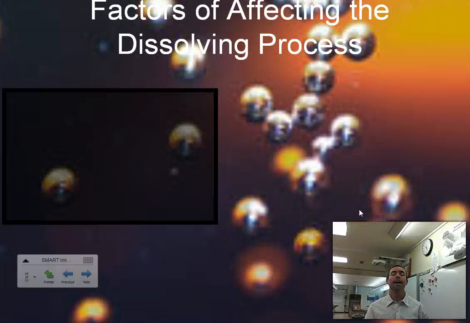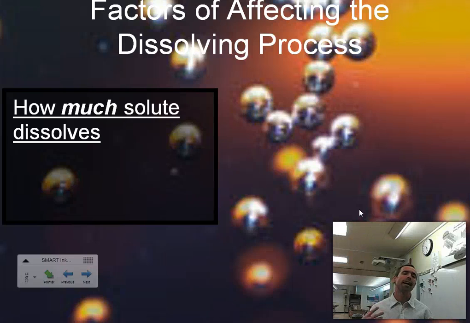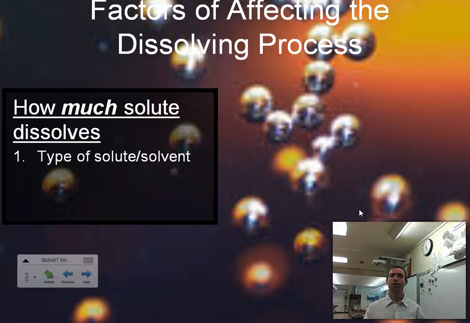Then we looked at factors that affect the dissolving process, and we broke those into two categories. The first category is how much solute will dissolve. How much solute will dissolve in the solvent really depends on three things. Number one is the type of solute and solvent. I gave you the rule of solubility, like dissolves like. We're referring to the charges or lack of charges that are due to the type of bonds: polar covalent, nonpolar covalent, ionic, etc.